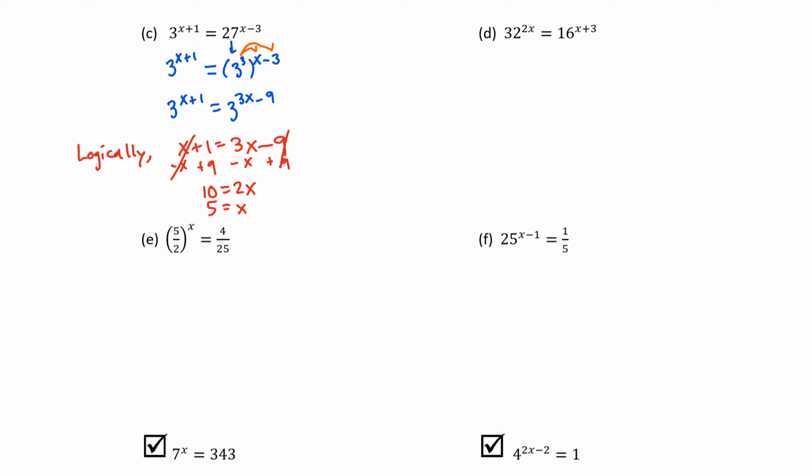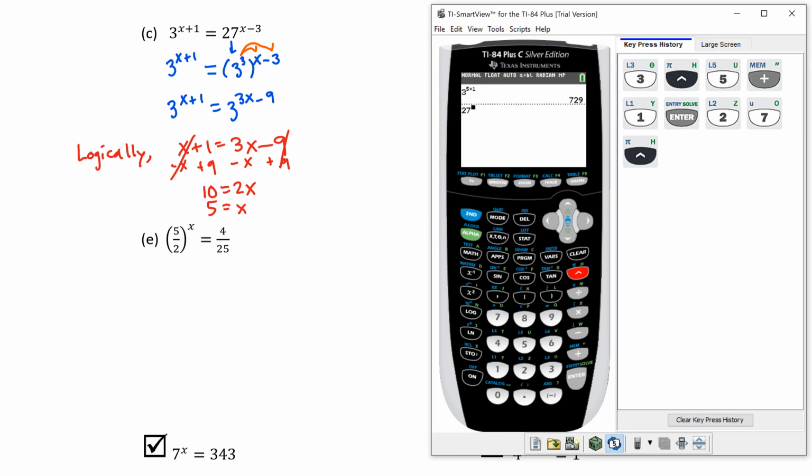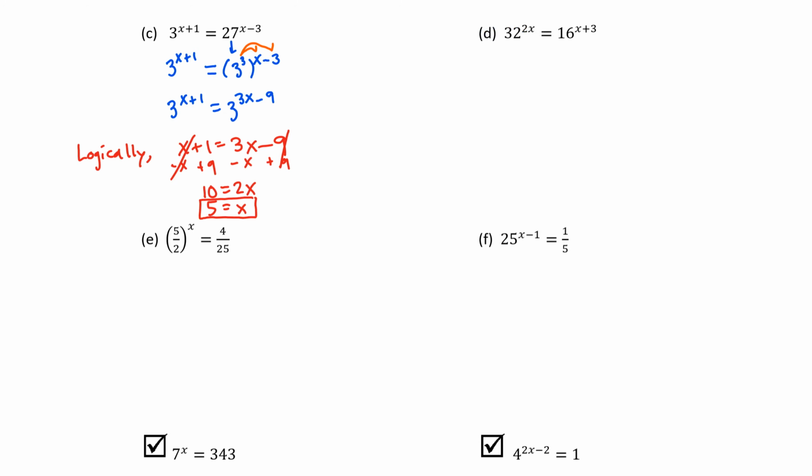Now remember, you can certainly check this with your calculator. So I'm going to take x equals 5 and plug it back into the original equation everywhere I see the x. So the left side evaluates to 729. And then on the right side, again, plugging 5 in for x and seeing the output, we get 729. So both sides are balanced. Now remember, 729 is not the solution. The solution that generated that balance was x equals 5.